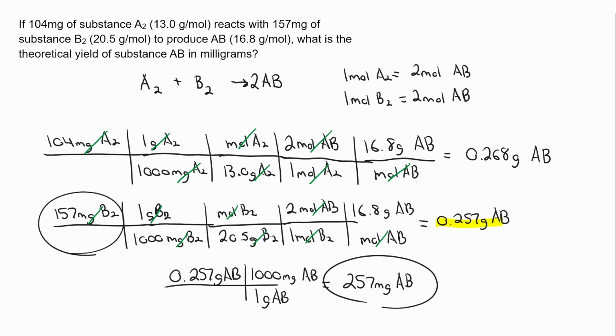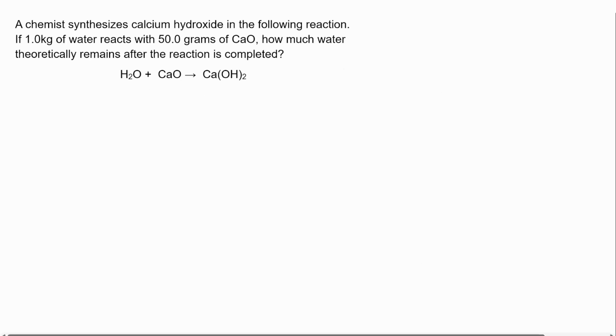And that's it. Now, let's move to a little bit more of a difficult problem with the idea of figuring out how much reactant is actually left over, not just by figuring out how much product is made. So for here, a chemist synthesizes calcium hydroxide in the following reaction. If 1 kilogram of water reacts with 50 grams of calcium oxide, how much water theoretically remains after the reaction is completed? Here is our chemical equation.